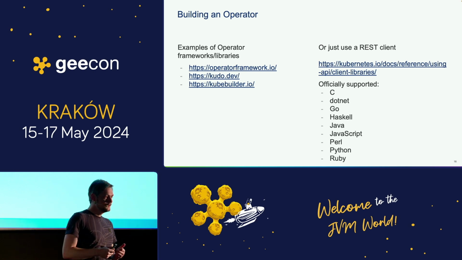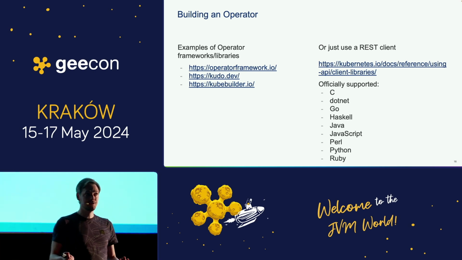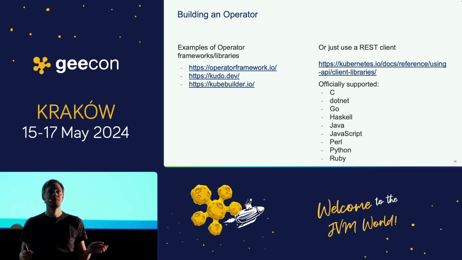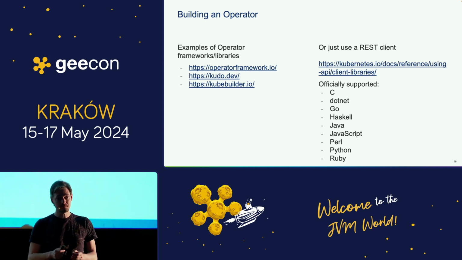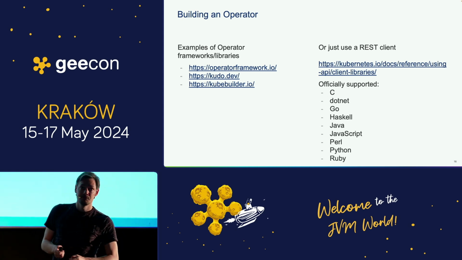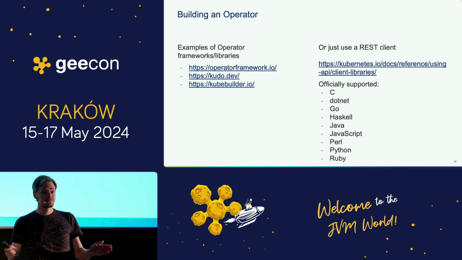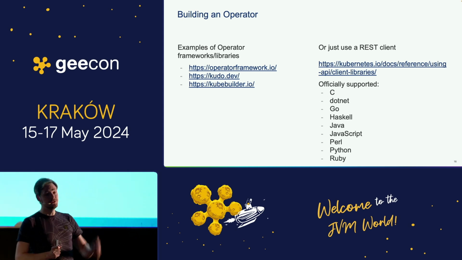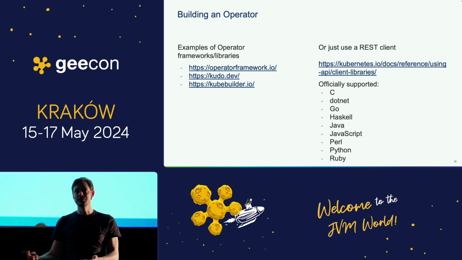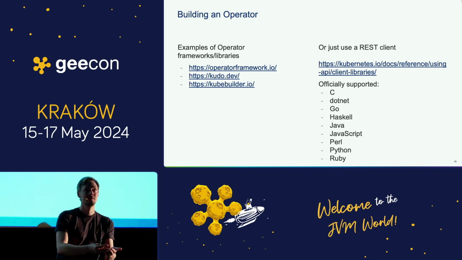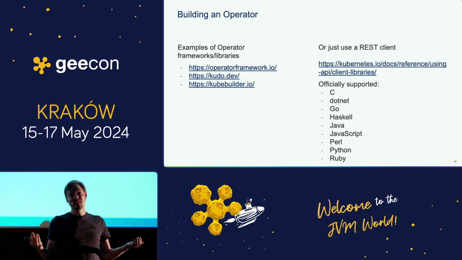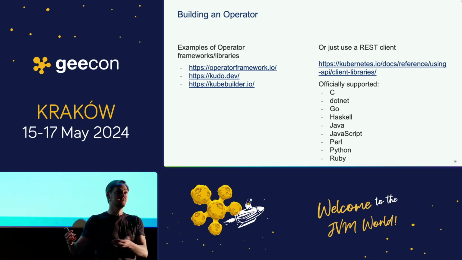So to build your own operator, there are a bunch of things you can do. There are a bunch of frameworks or libraries out there that can help you specifically build operators. These are just a few examples. There are quite a few more. We're not going to use any of those today. We're going to go for the other approach, just use a REST client, because most of the things operators do is just talk to the Kubernetes API, which is just a REST call. So any language that can do a REST call can basically become an operator.